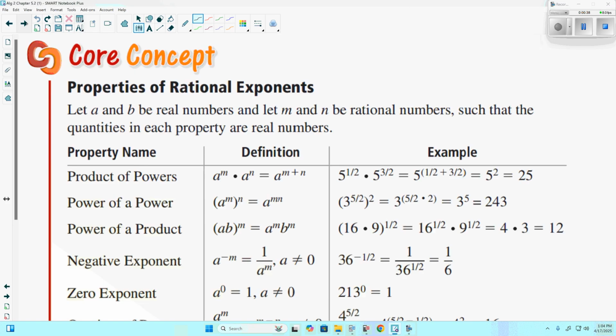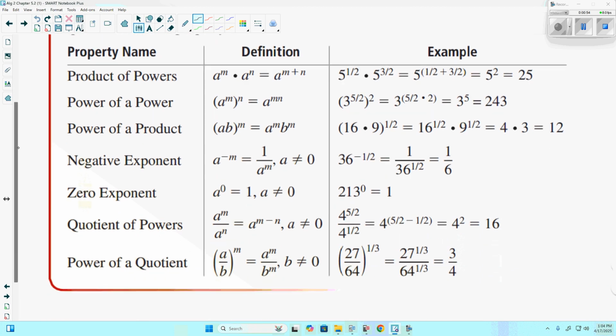What we're doing today is simplifying these rational exponents and radicals, mainly focusing on rational expressions today. We'll focus more on radicals later. And what we have here are properties of powers, properties of exponents. Most of these we've already done. You all have worked with them before.